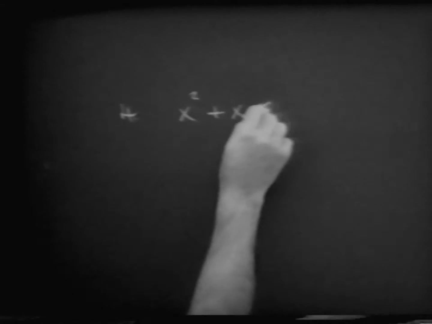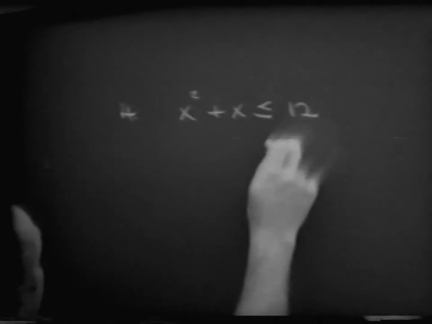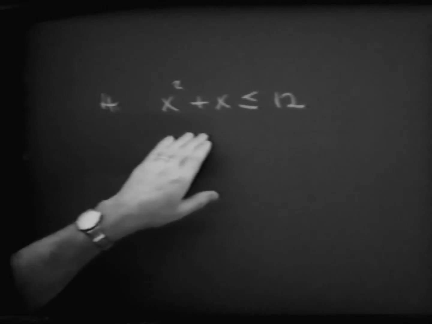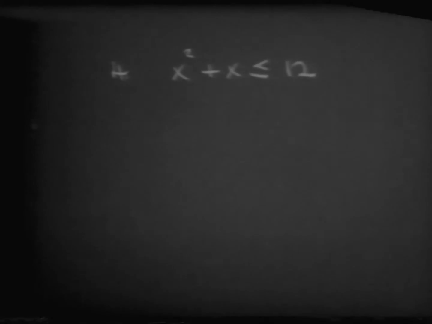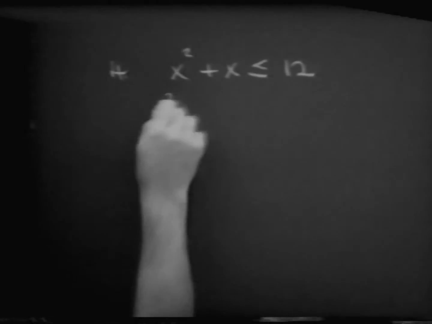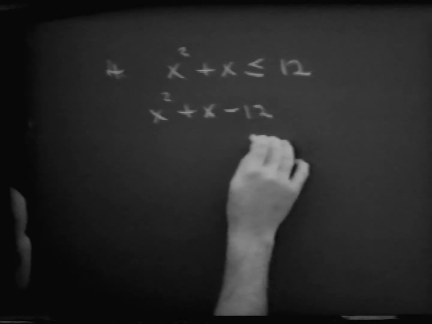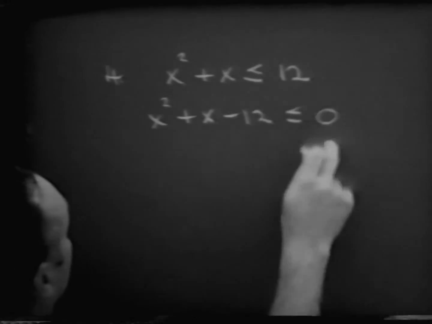All right? Let's look at another example. Suppose we had a problem such that x squared plus x is less than or equal to 12. And notice now it's not quite in the pattern that we would like to see it in. We want it in terms of less than or equal to 0. So what then may we write here for another sentence? X squared plus x minus 12 is less than or equal to 0.